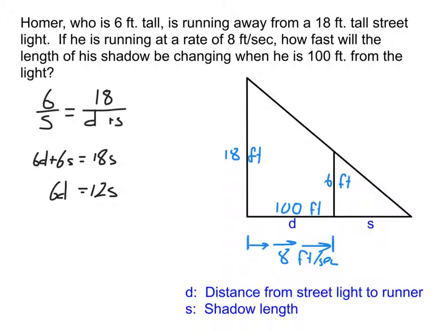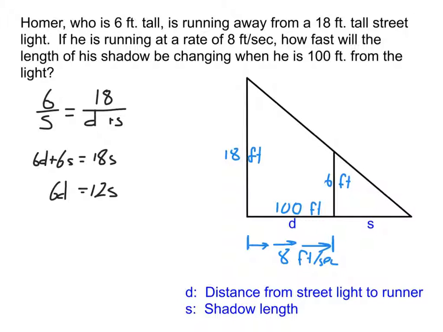So if I cross multiply, I end up with 6d plus 6s equals 18s. And again, I could actually move those s's together. So I subtract the 6s from both sides, and we end up there. And if you stop there, that is fine.